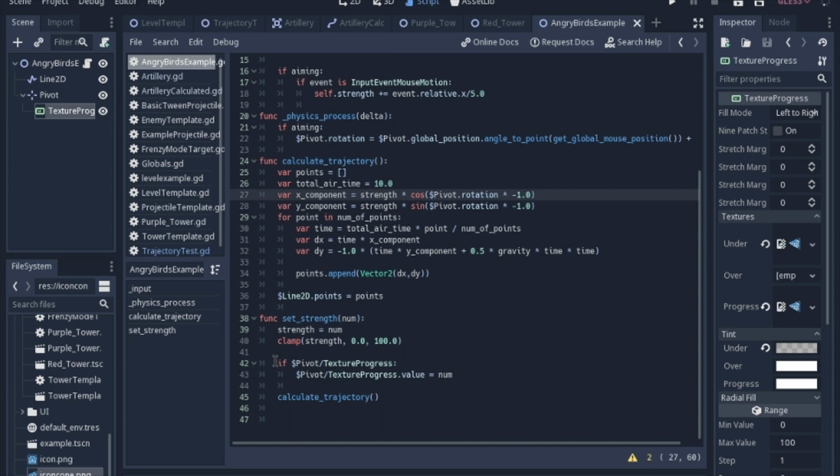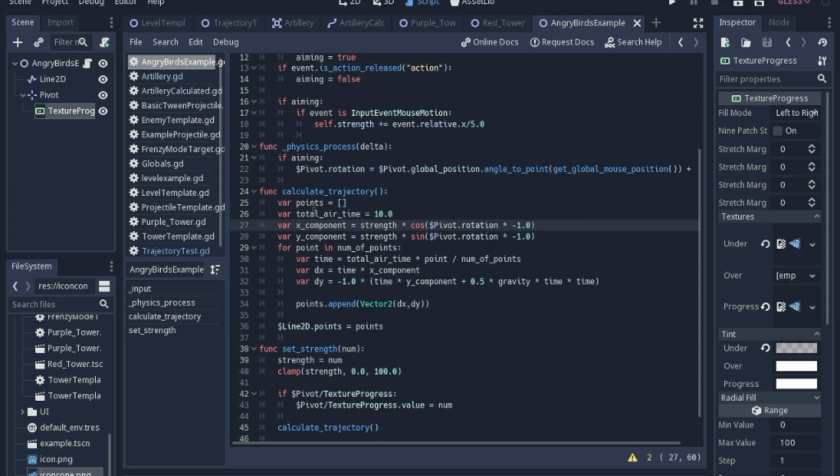Set gets run at the beginning of a scene or when they start up. Sometimes they can call this part of the script before the texture progress is actually in the scene tree. So then we'll set the texture progress value, that way you can see the UI changing. And then we will calculate the trajectory.